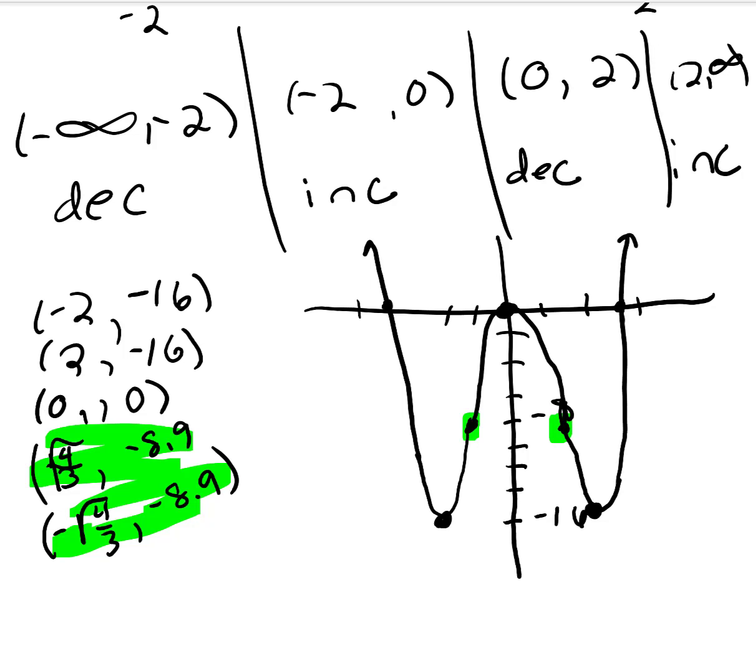Now check out what we said. We said it would decrease until it got to -2, and it did. And then we said it would increase from -2 until 0. Then it would decrease from 0 to 2 and increase from 2 to infinity. So our graph matches what we said would happen. You have all the information that you need. Let's write on here local min, and then the 0, 0 is my local max.